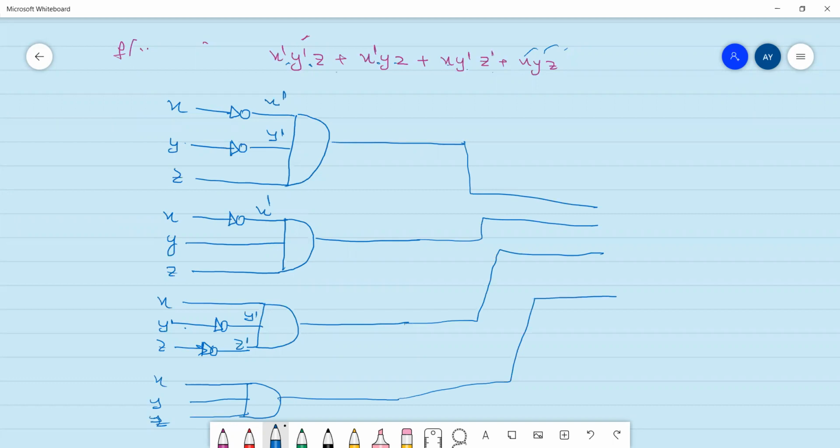Now see, all these have an OR connection. So just connect all these four gates and put them together, as you are talking about OR. So how will OR be? OR will be like this. The symbol of OR. So you just have to connect over here.